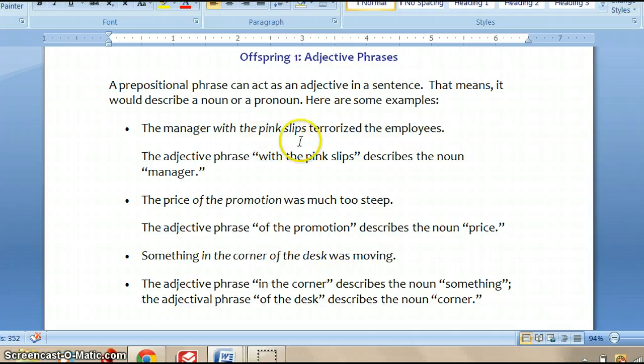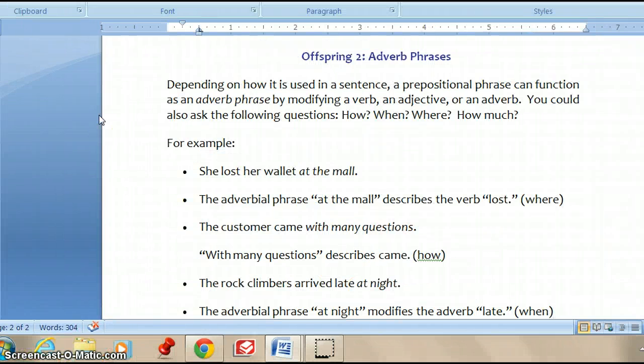With the pink slips is a prepositional phrase that describes the noun manager. In this sentence, of the promotion is going to describe the noun price. And in this sentence, in the corner is going to describe something, the pronoun something. Of the desk is going to describe corner. Okay, let's look at how prepositional phrases can be used as adverbs.